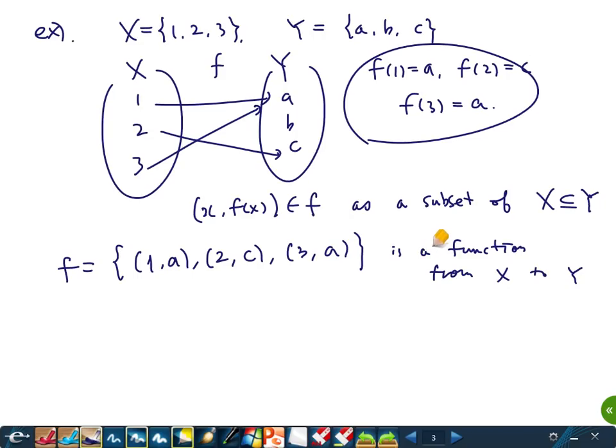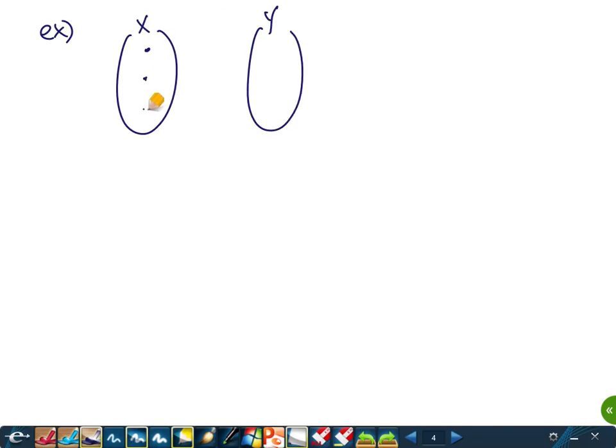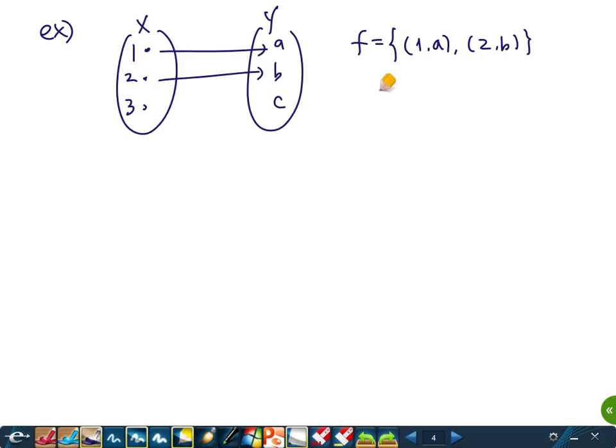It is called a function if it satisfies the condition that I mentioned. Is this clear? Let me give you some examples that are not functions, just to make it even more clear. X, y, 1, 2, 3, a, b, c. For instance, like this. Here f is a subset: 1 comma a, 2 comma b. This is not a function. Why? We don't have 3 comma something here. 3 comma something is missing.